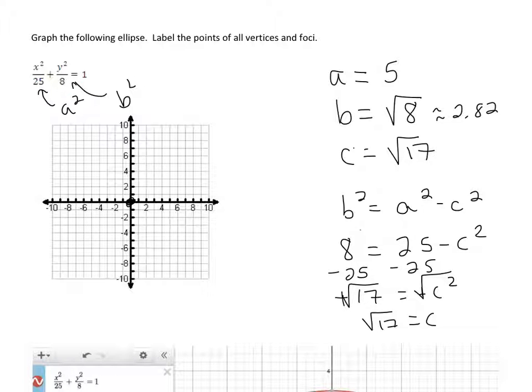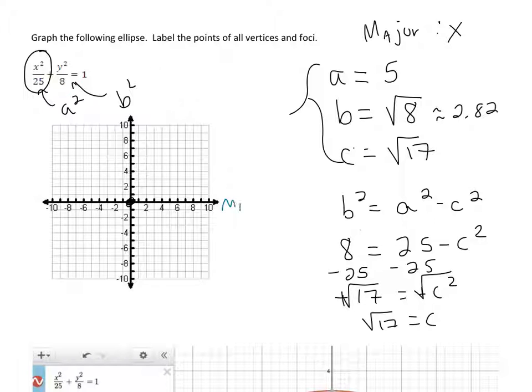So getting A, B, and C is critical to doing these problems. Once you know what A, B, and C are, this is actually pretty simple. So now we know the major axis is the x-axis, and the reason I know that again is because the bigger number is under x. We'll do some problems with the bigger numbers under y, and the only difference is the major axis will be on the y. So A is 5.